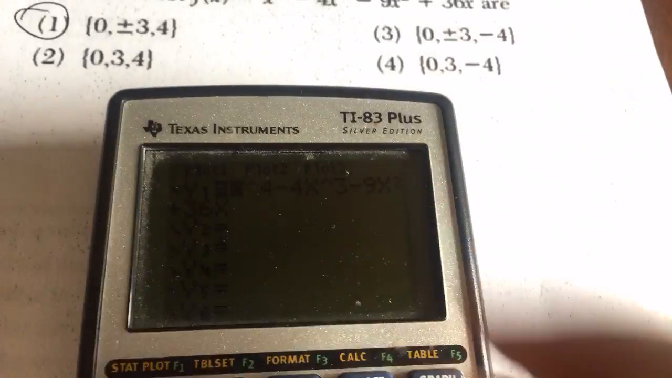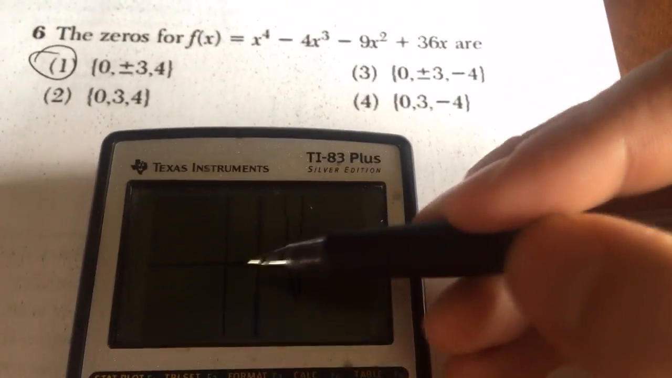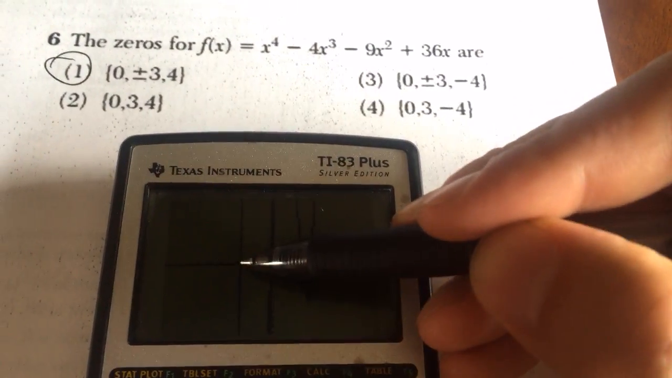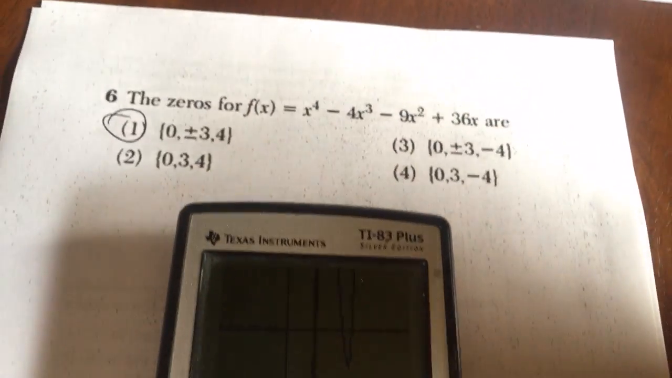For number 6, I put it into my calculator, if you can see it, and then I graphed it. It looks like it crosses at negative 3, 0, 3, and 4, which is choice number 1.